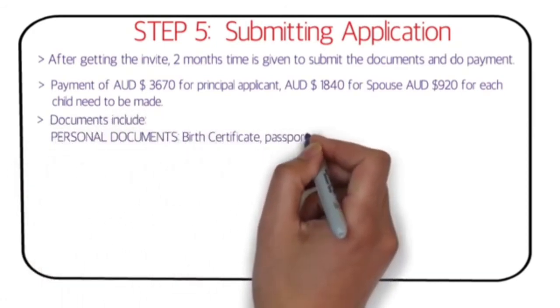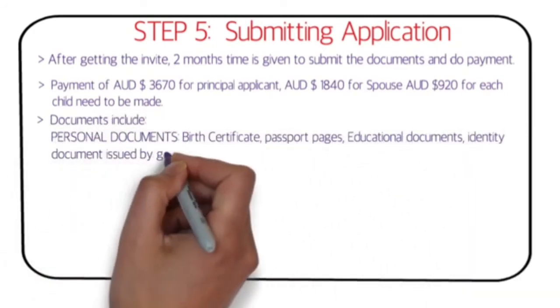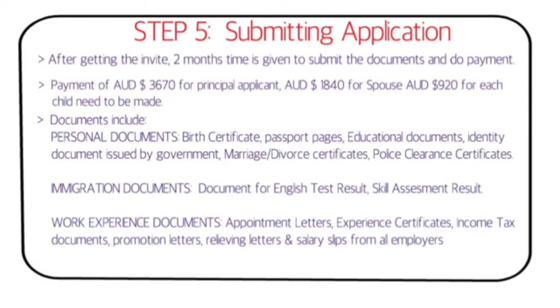Documents which are required, very important. There are 3 categories of documents. The first one is the personal documents. You are required to submit the birth certificate, the passport pages, educational documents, identity document issued by government, marriage or divorce certificates, and police clearance certificates as well. Immigration documents: you need to submit your English test result and skill assessment result.